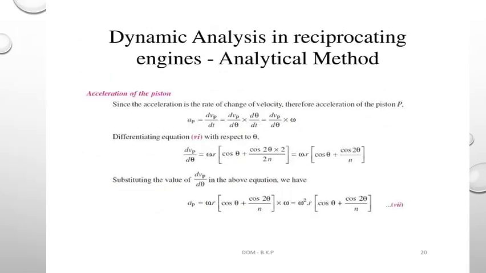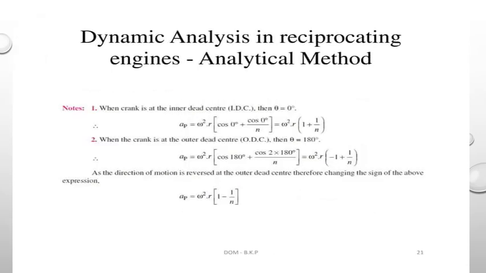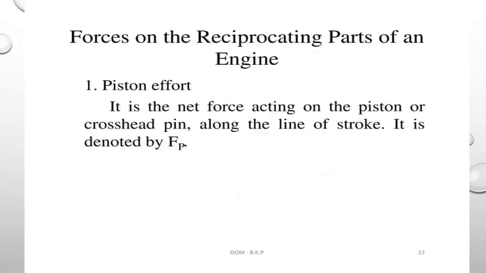And for the acceleration, we can find the formula: ap equal to omega square r into cos theta plus cos 2 theta by n. When the crank rotates, considering the ratio to the radius, the expression becomes ap equal to omega square r into 1 plus 1 by n.